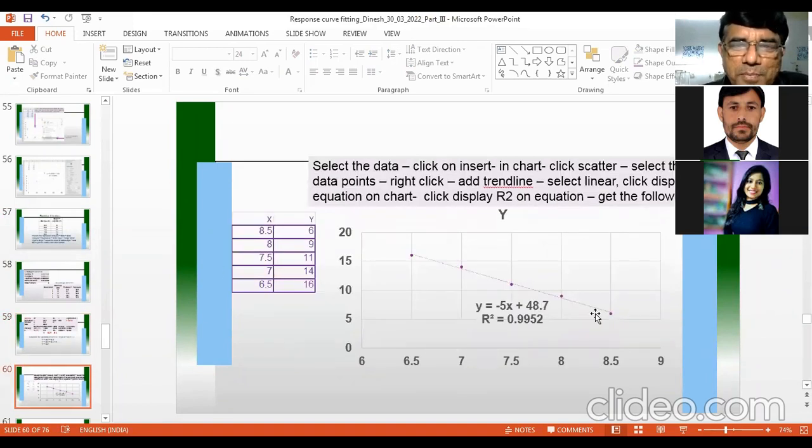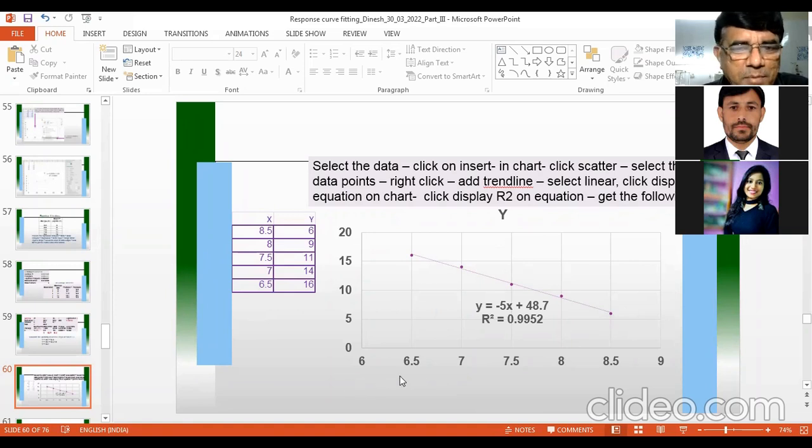So then you need to make a chart from this. Select the data, click on insert, I have shown you in chart, click scatter, select the data points like these data points, right click, add trend line, then go to trend line, select linear, click display equation on chart, click display R square on chart, and get the following. So you will get these equations. You see, it is showing a negative relationship.